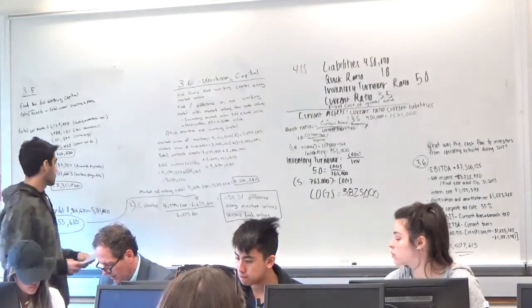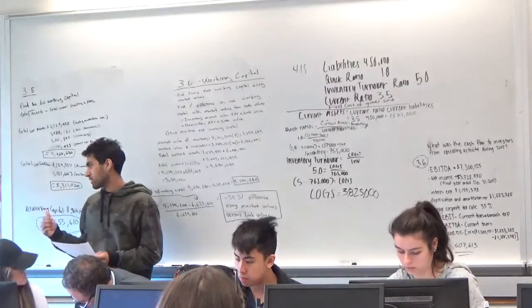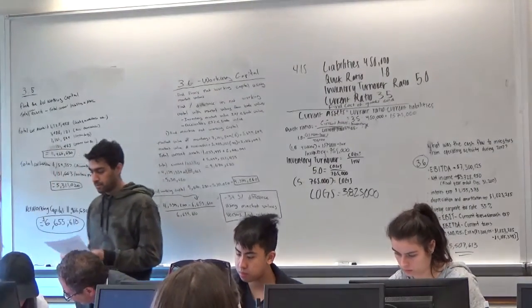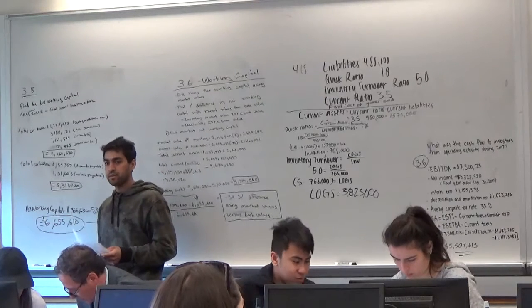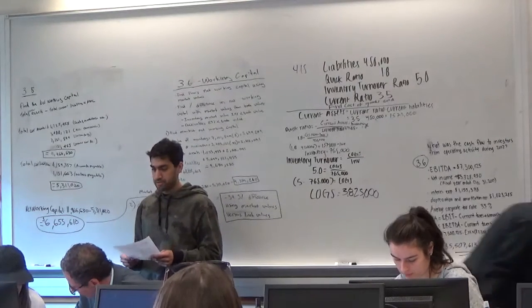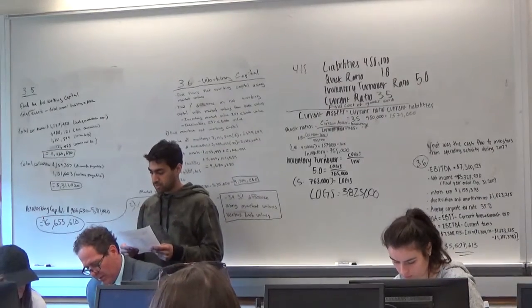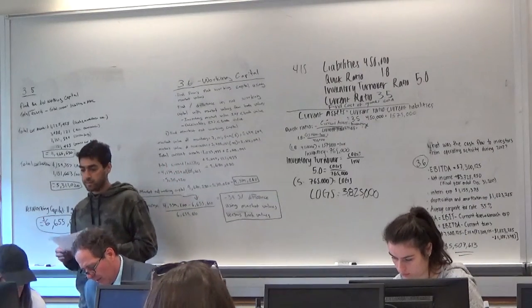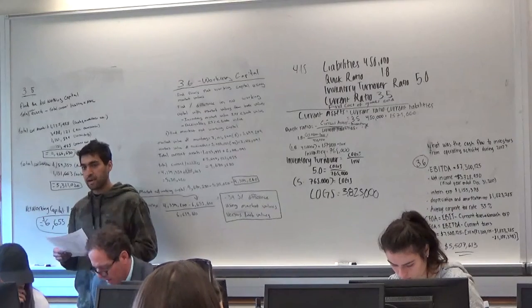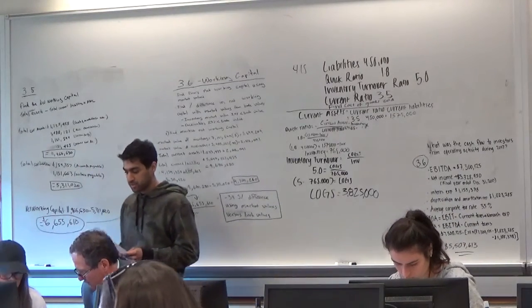So I did 3.6, so mine goes right off of his. So for his, he found the book value, net working capital. So basically the book value is the value according to the company's own financial statements. So it's pretty much how they got it through taking their assets and subtracting their liabilities.